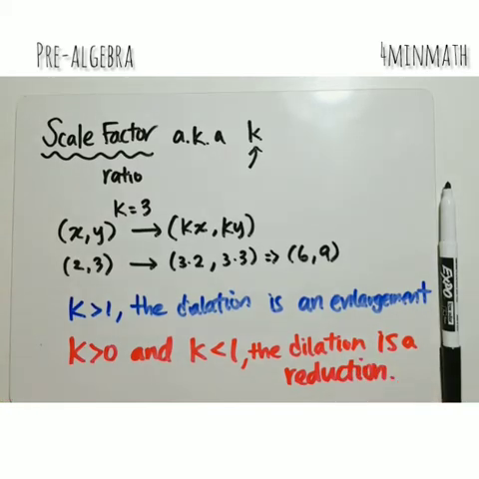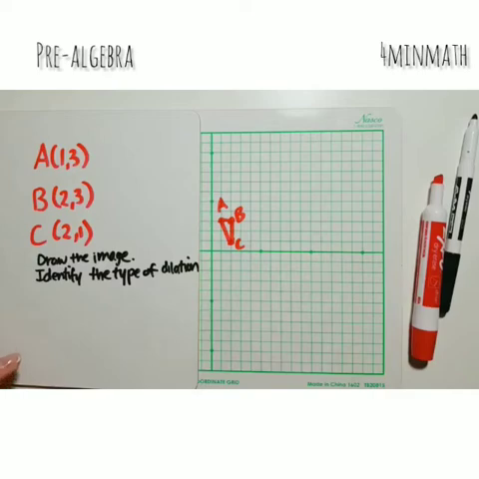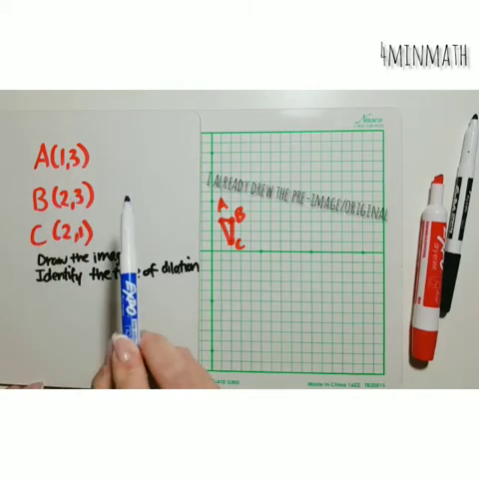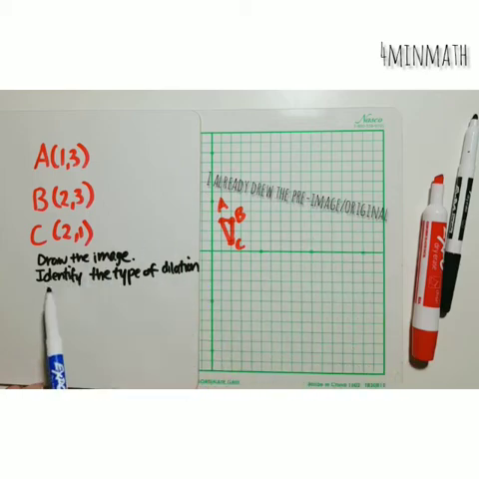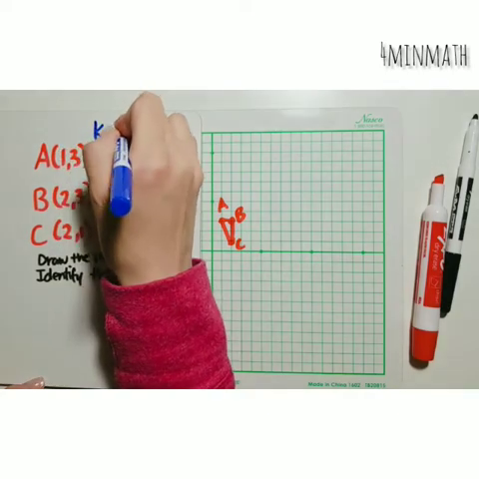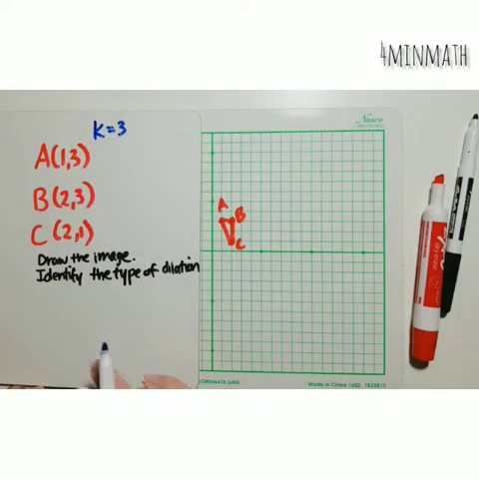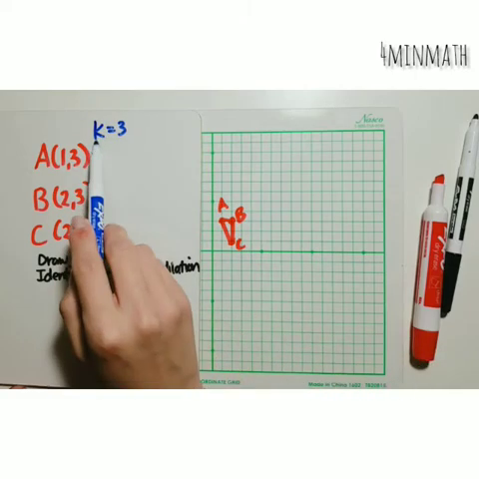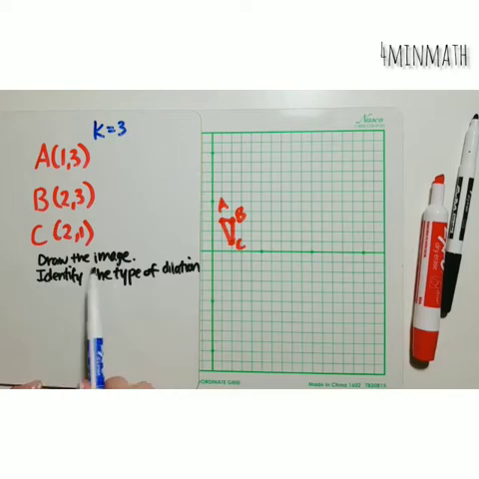So let's talk about different examples here. So here is a question. I want you to draw the image of ABC, which is going to be A prime, B prime, and C prime, given that the scale factor is 3. K is 3. Or if the textbook or the question says scale factor is 3, that means the same thing, k equals 3. Draw the image, identify the type of dilation. Is it an enlargement? Is it a reduction?